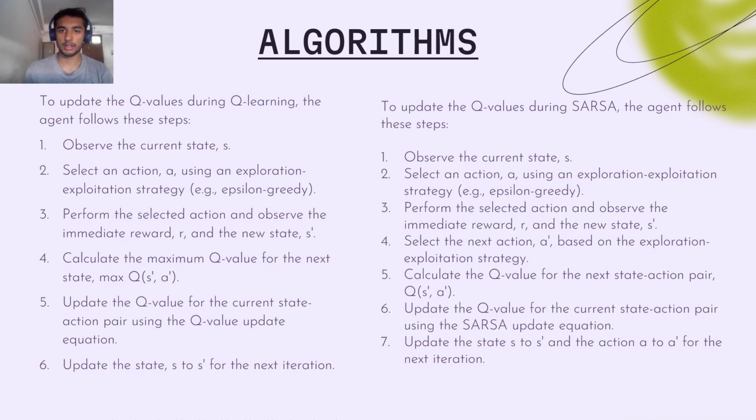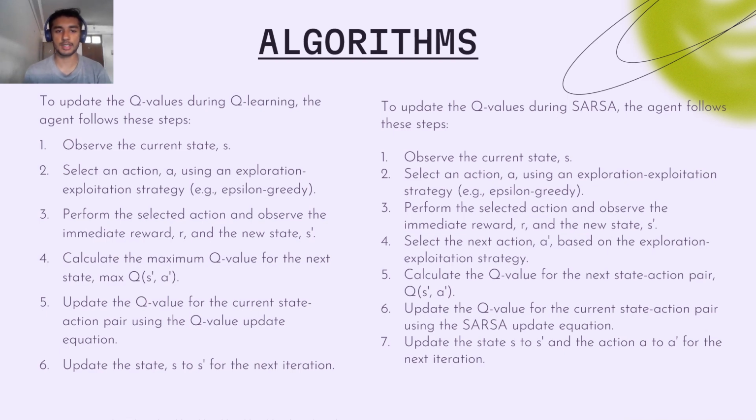And now for the SARSA approach, which is pretty similar, it observes the current state S and it selects an action using the exploration exploitation strategy. It performs the selected action and observes the immediate reward and the new state S dash, and selects the next action A dash based on the exploration exploitation strategy again. So it does it twice, and then it calculates the Q value for the next state action pair, Q of S dash A dash, and then it updates the Q value for the current state using the SARSA update equation, and then it updates the state to S dash and the action to A dash for the next iteration.